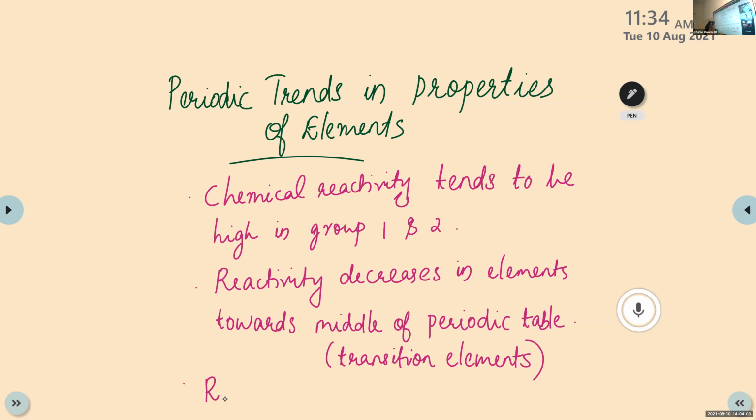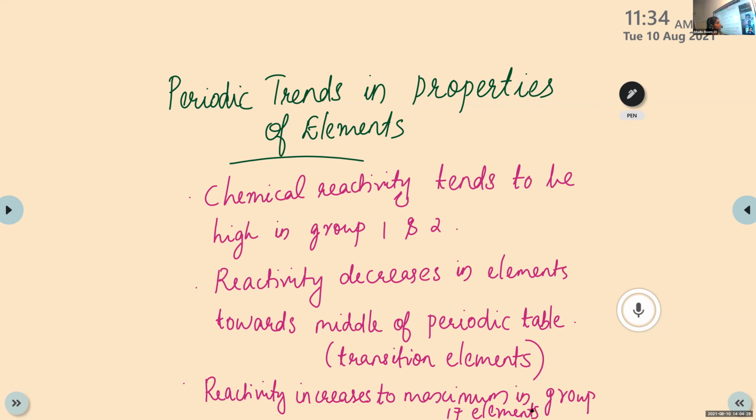Then again, this reactivity increases to maximum in group 17 elements. Can you tell me which is group 17? Yes, halogens. Halogens, they belong to group 17.